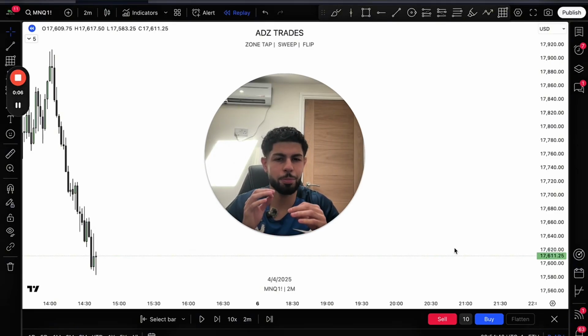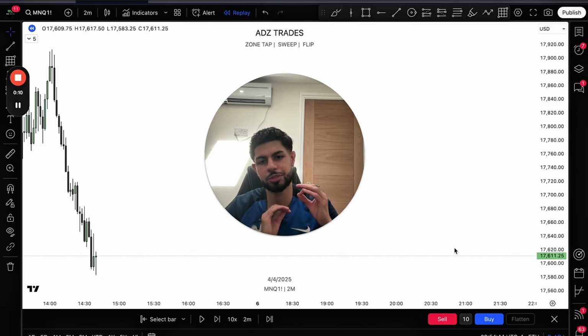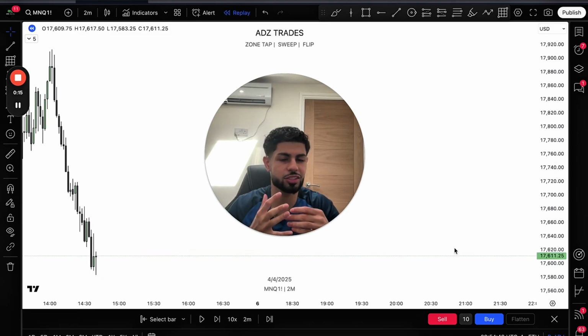This video is going to be a bit of back to basics, but it's mainly going to be how to identify the 6 taps the correct way and how to find high quality zones, because you're going to see the zones, you're going to see the 6 taps all over the chart, but we just want to stick to the good ones. How do we do that? I'm about to show you now.